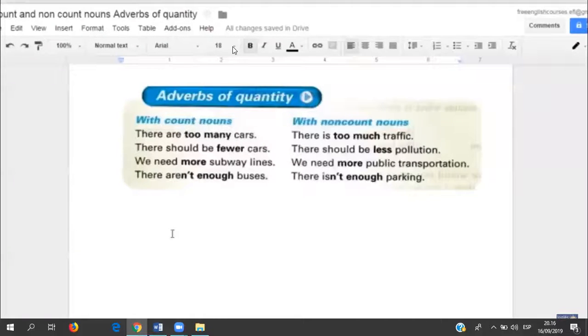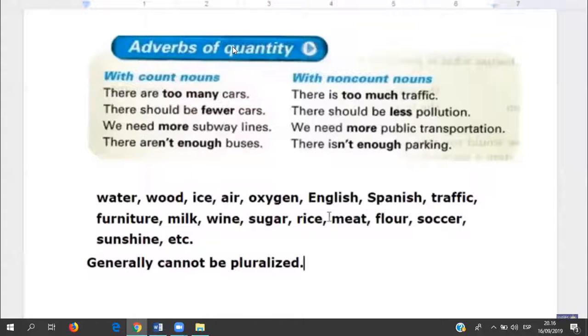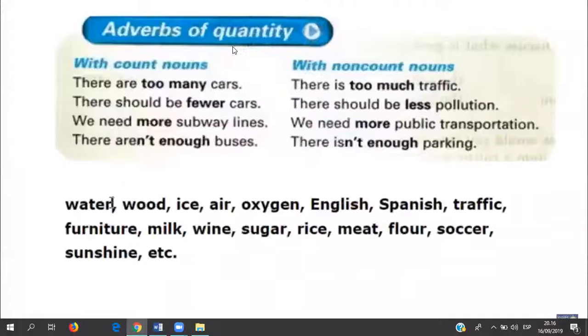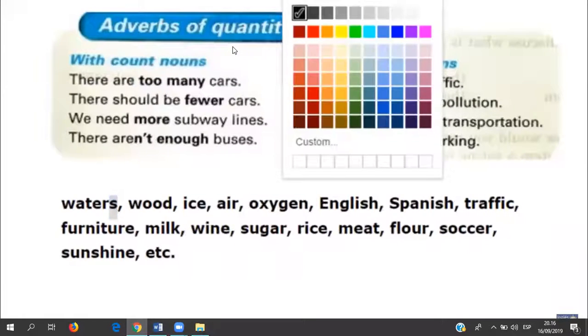So if we think about things like water, wood, ice, air, oxygen, English, Spanish, these are subjects, traffic, furniture, milk, wine, sugar, rice, meat, flour, things like sports, soccer. All of these things are non-countable. They cannot be counted easily. Another thing that's important to mention about non-count nouns is that we don't add an S in order to change them to plural. They do not have a plural form.